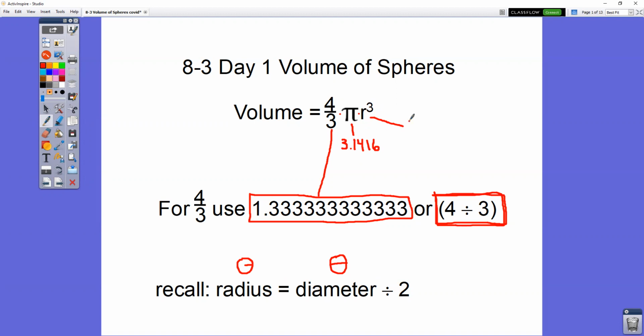Now, when you go to type this into your calculator, there is no cubed button on the calculator. Let's say that the radius was 5. You would have to type in 5 caret button 3. If you don't have a caret button on your calculator, 5 to the third power is not 5 times 3. It's really 5 times 5 times 5. That's what 5 to the third power is. So again, if you don't have a caret button, you'd have to type in 5 times 5 times 5.